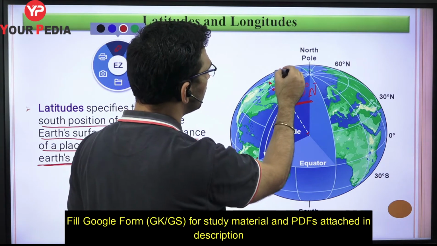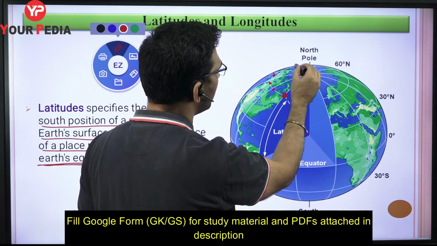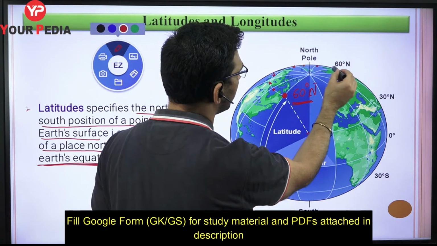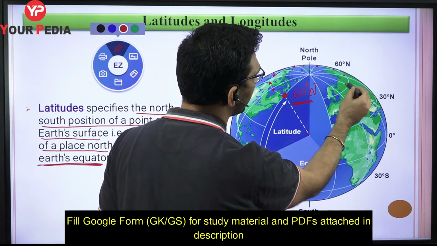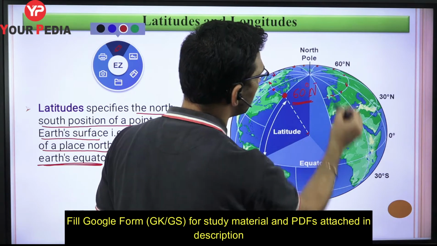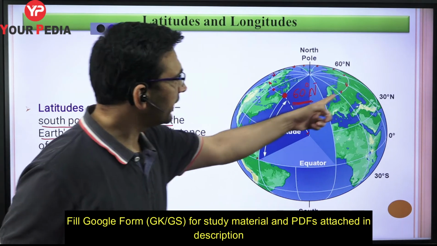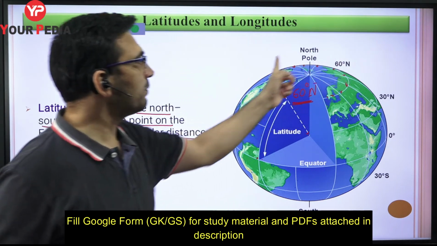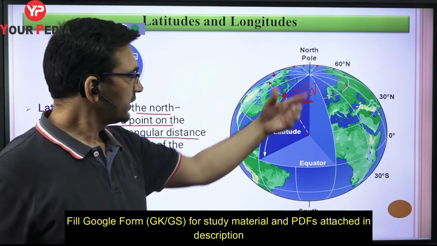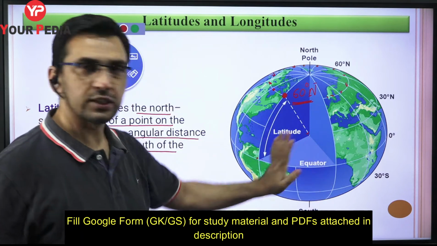So that means you could have any number of points on the surface of the earth which may be located at the same latitude. So here, all these points are located at the same latitude, that is 60 degree north. Same way you can do it for the southward position also.